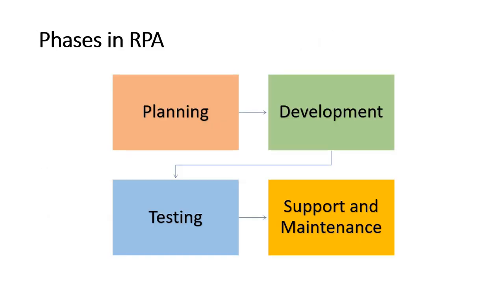So, phases in robotic process automation. Just like in software development cycles, we also have robotic process automation cycles. We also have different phases in robotic process automation, like planning, development, testing, support, and maintenance. During the planning stage, we will make an agreement on how to create the flow or the process.